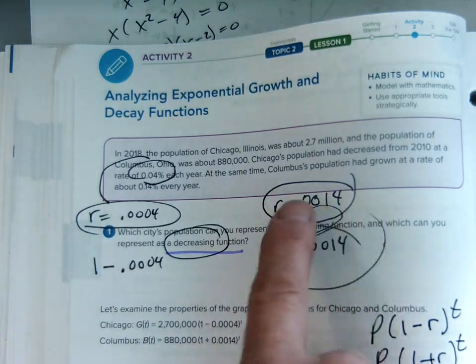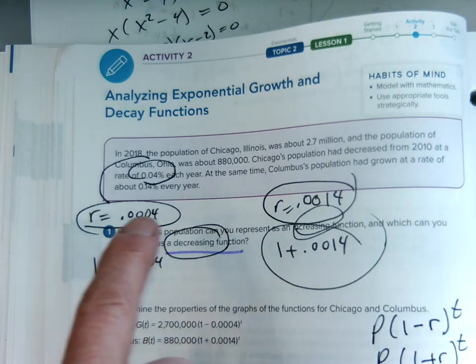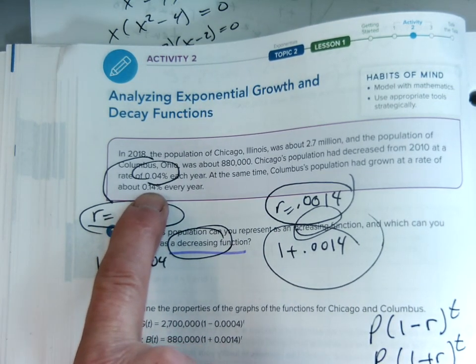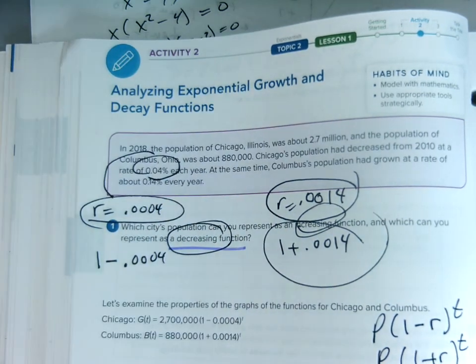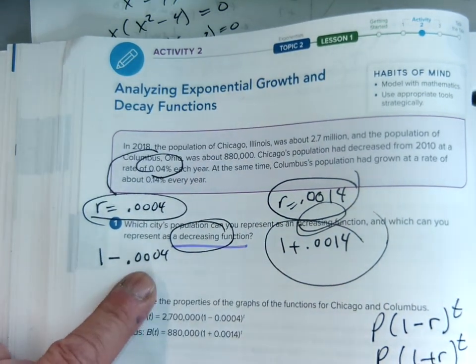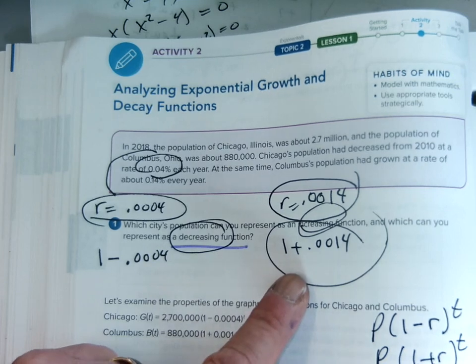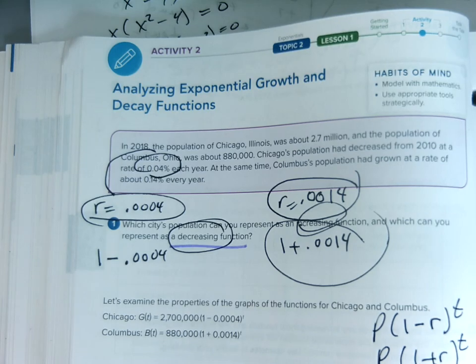Columbus, Ohio starts with a population of 880,000, and its population is growing at a rate of 0.14%. But again, to change that into a decimal, move the decimal two places, so we get 0.0014. Now, since Chicago's decreasing, we're going to go 1 minus 0.0004. And since Ohio is increasing, it's 1 plus 0.0014, okay?